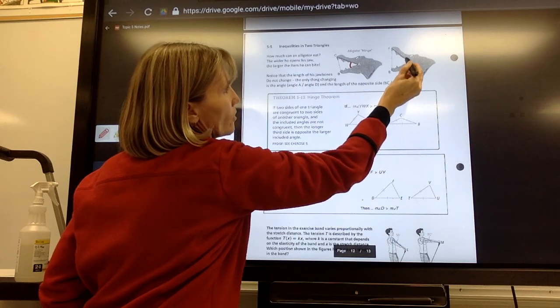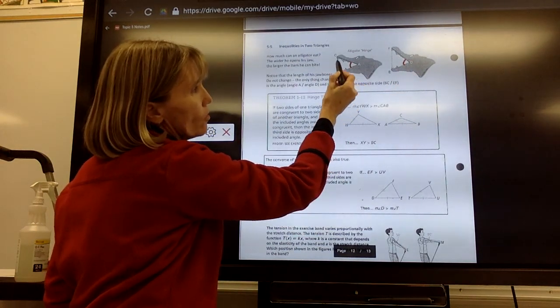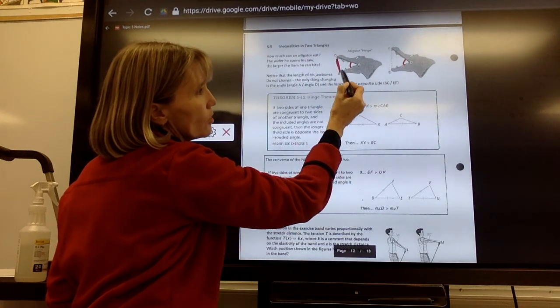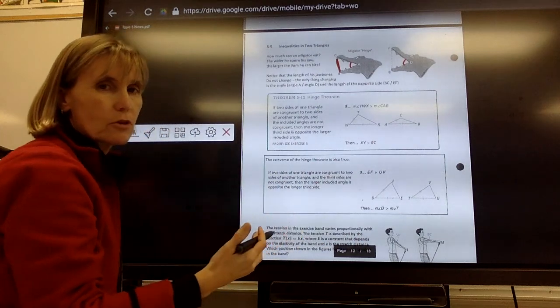Okay, this angle is changing. He doesn't have his mouth open as much. This is a smaller angle. That means this distance is going to be smaller than this distance. So we're now making that comparison within two triangles.